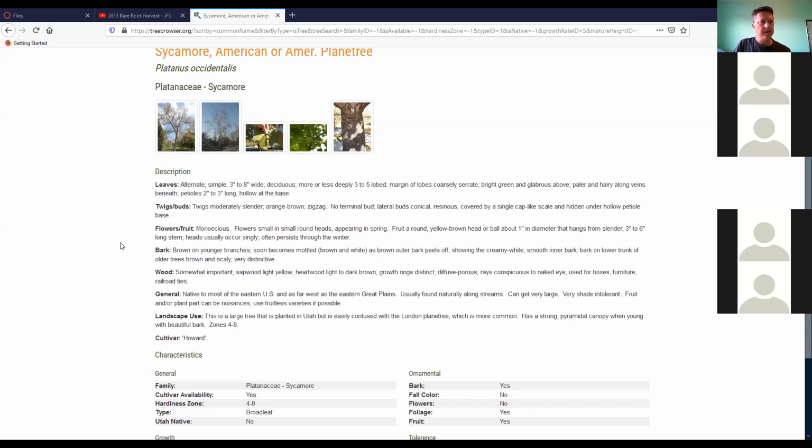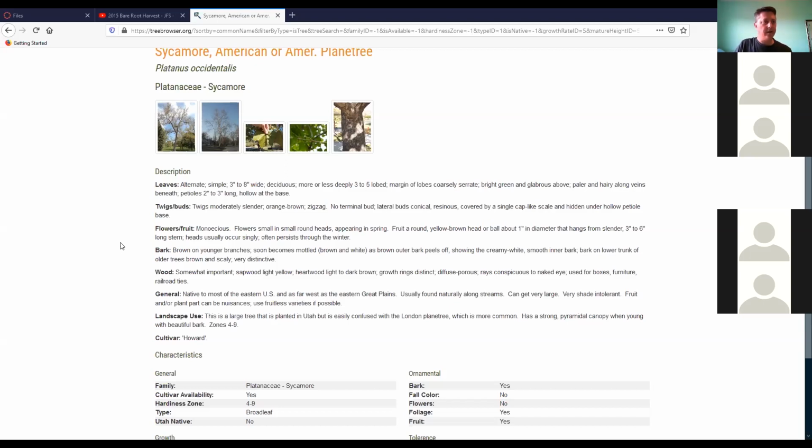And Becky's saying we took down one of these last year because it was dying. The leaves were dry and died in the summer. That most likely is that sycamore anthracnose causing those problems with the leaves.